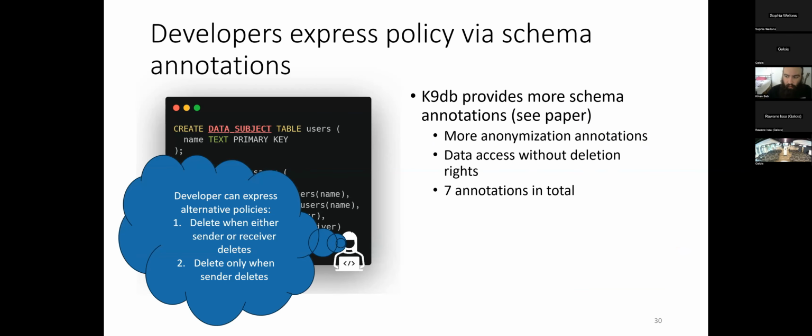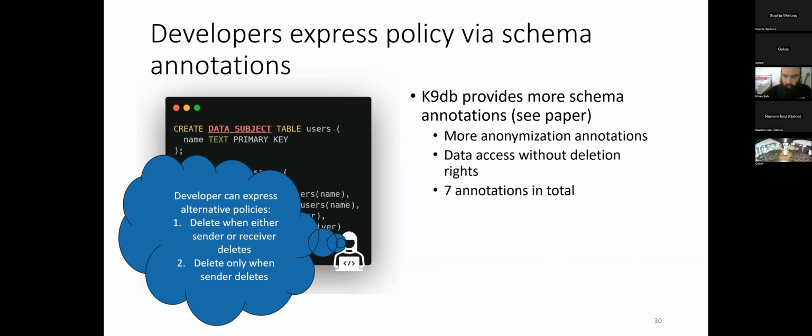K9db provides more annotations, which you can find in the paper. These include additional anonymization annotations, including anonymizing data when users request access, not just deletion. It also provides annotations to specify that users have access, but not deletion rights to some data. And in total, K9db provides 7 new annotations.